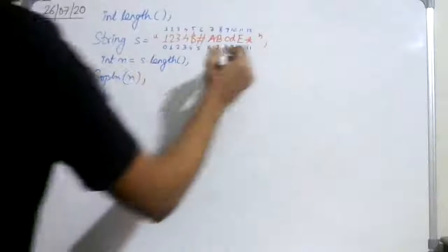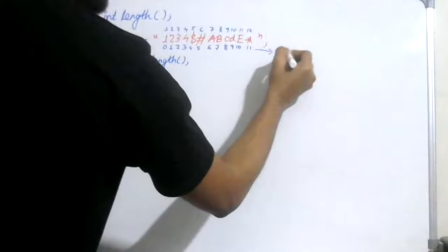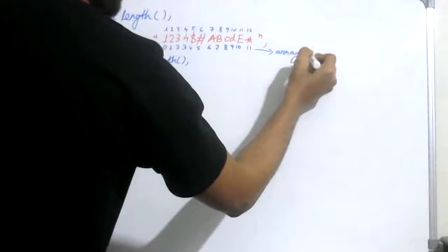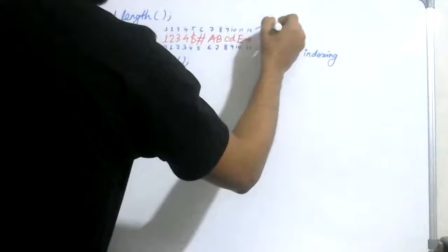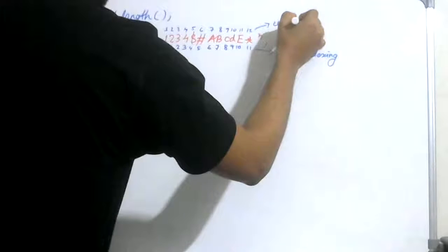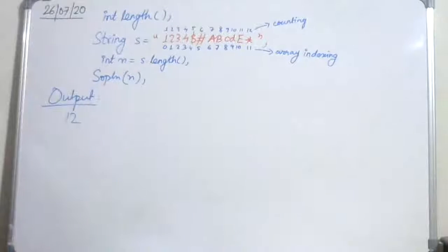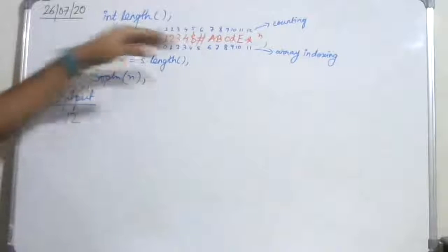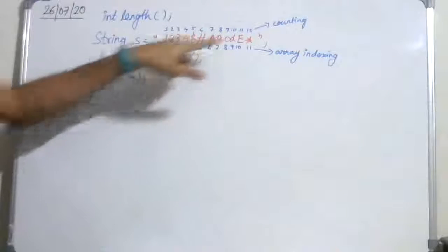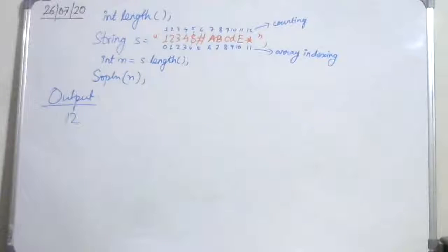So this here is array indexing, and this is simply counting. On counting, there are 12 characters in this whole string, but when we do array indexing, since it starts from 0, it's 1 less than the total number of characters. This will be much more useful when we talk about certain other functions that we are going to do today. So let's move on to the next function.